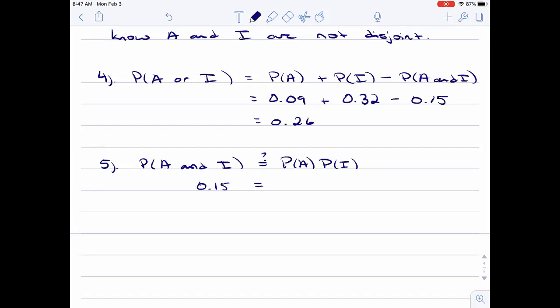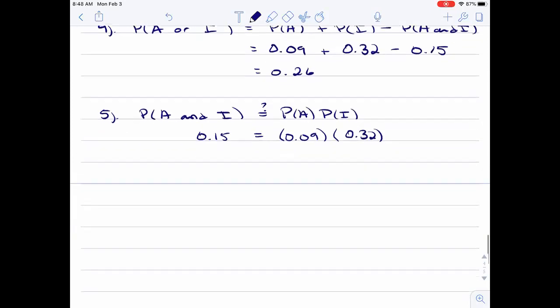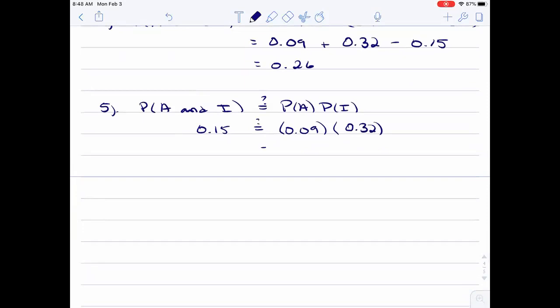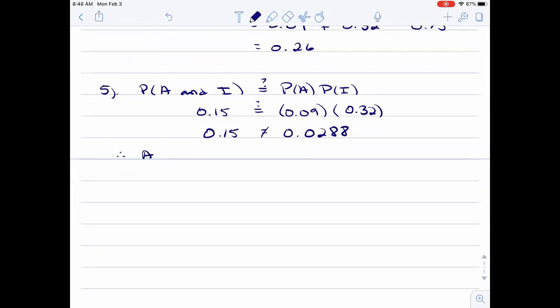The probability of A is 0.09 and the probability of I is 0.32. And so 0.09 times 0.32 is 0.0288, which is not equal to 0.15. Therefore, A and I are not independent events.